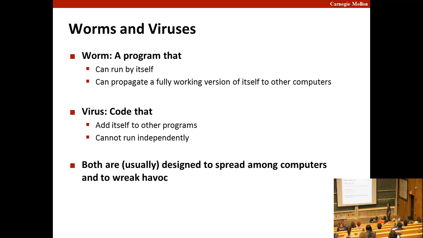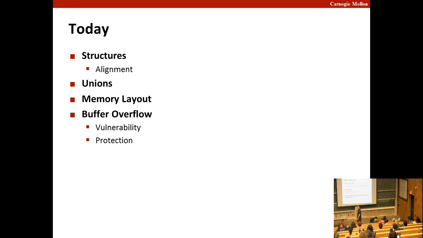Worms versus viruses, who cares? Malware. According to the slide, a worm is a program that can run by itself and can propagate to other computers. A virus is code that adds itself to running programs but doesn't run independently. And both are usually designed to do evil things. Rarely do you get a virus and are happy about that. Okay. Any questions?